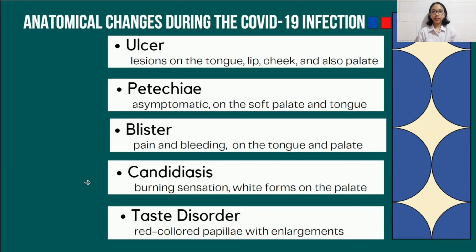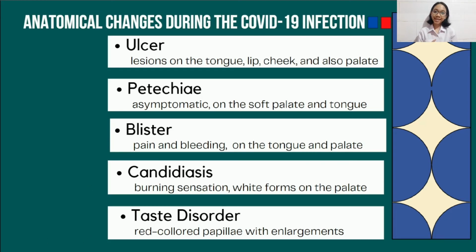Third one, blister. It could be seen on the tongue and palate and suddenly turn into superficial ulcer with the sensation of pain and low bleeding. The fourth one, candidiasis. It could be seen as red forms on the tongue or white forms on the palate. Patients with candidiasis on the tongue mainly get the sensation of overall burning and severe pain.